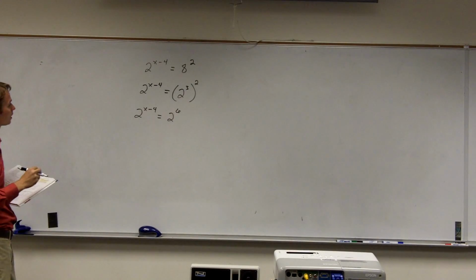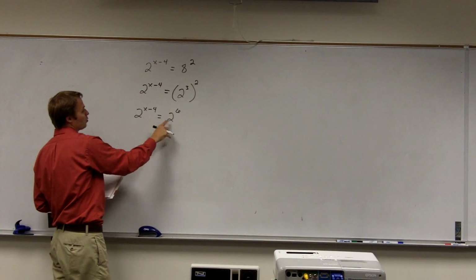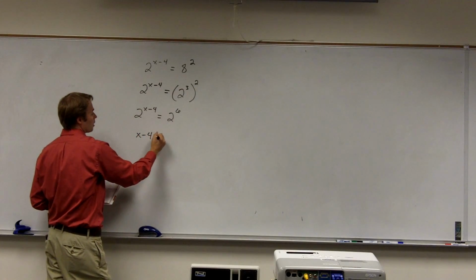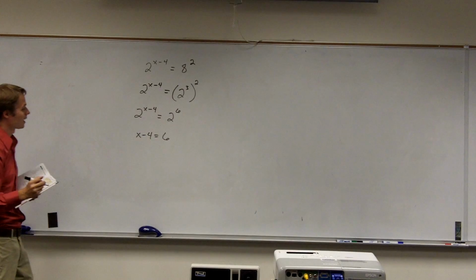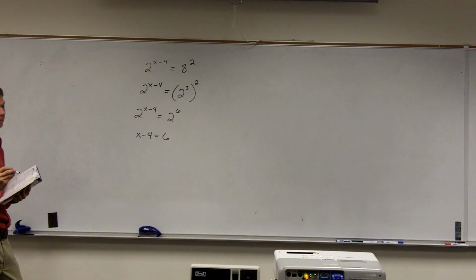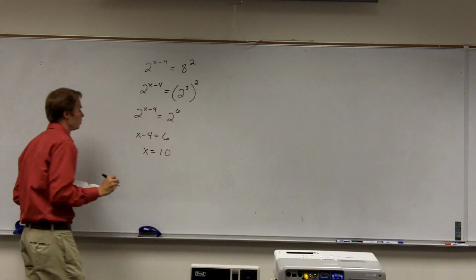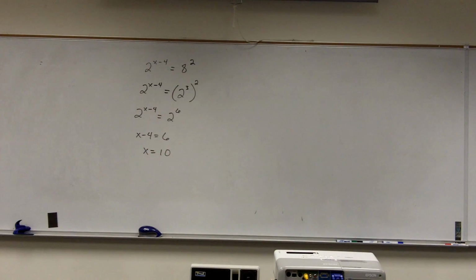3 times 2. And then my rule said if these two bases are the same, then that means that their exponents have to always also be the same. So that means that x minus 4 has to be equal to 6. And so x is equal to 10. So some of these we can do without necessarily having to take logarithms of both sides and just try to get the bases equal to each other.